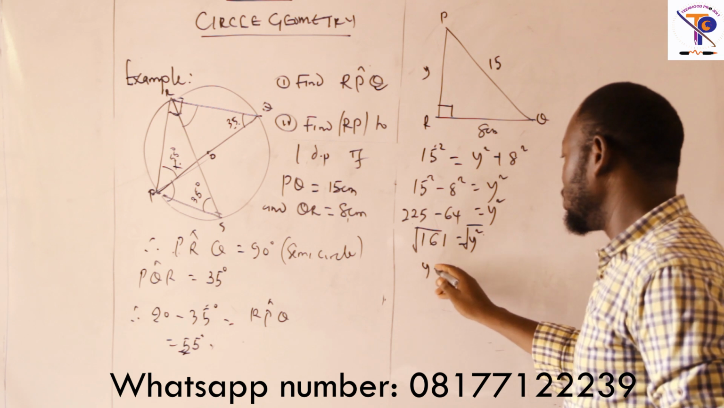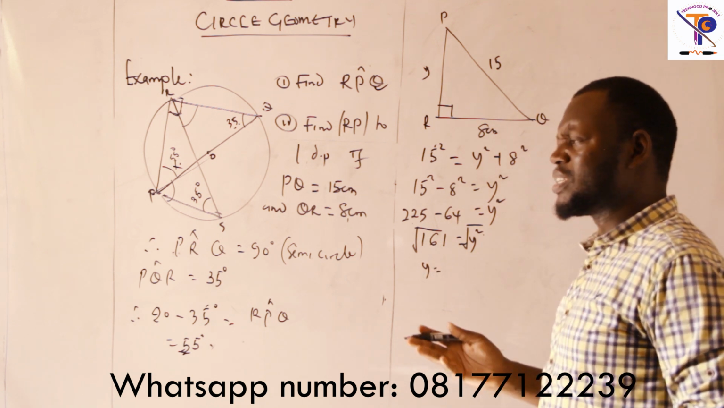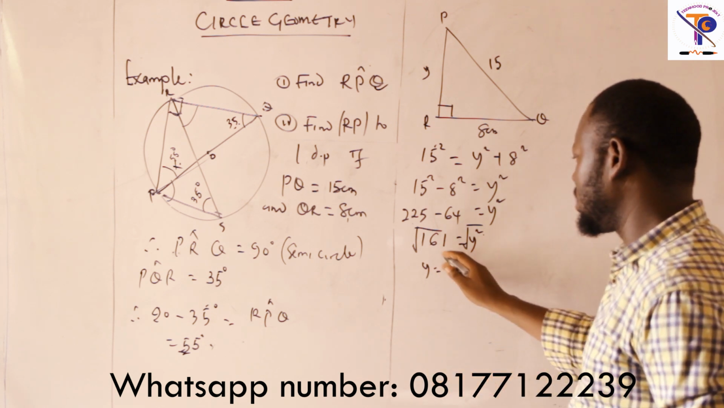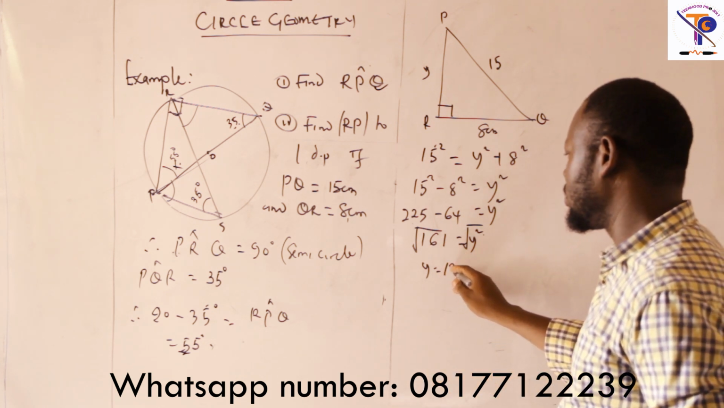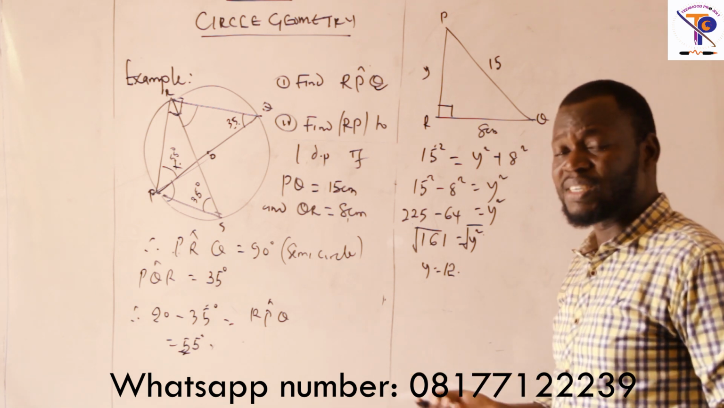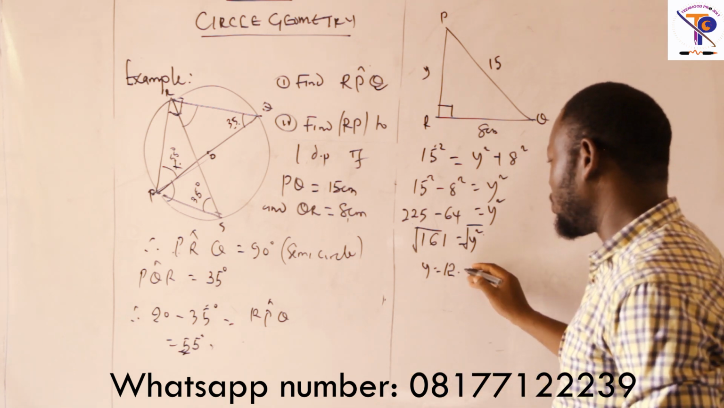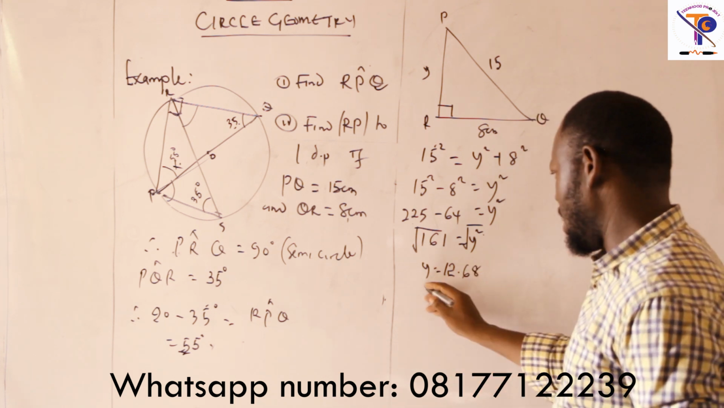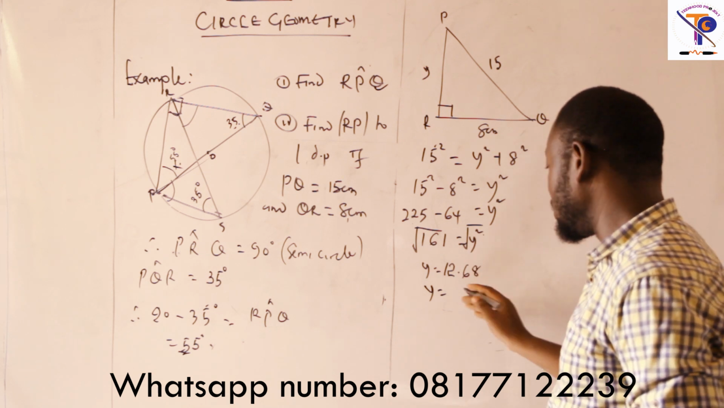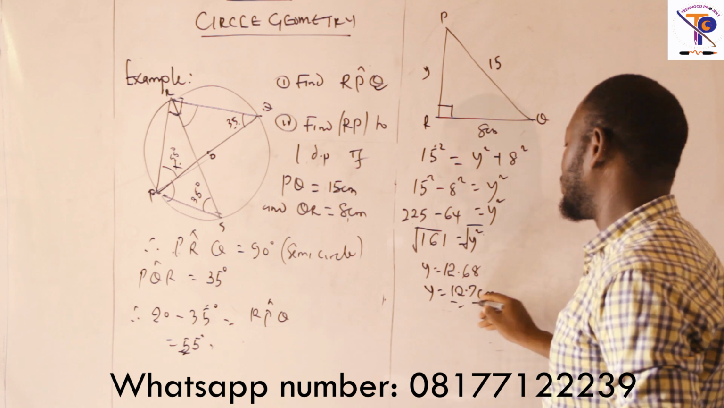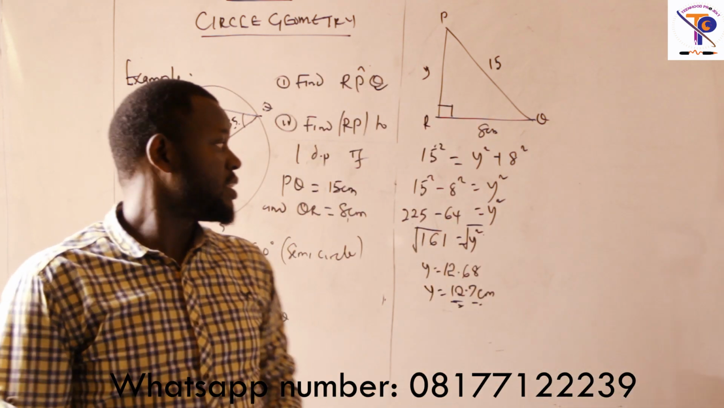So we have y to be the root of 161. 144 gives 12, so it's 12 point something. 161 is close to 169, so I can say 12.68 something. It should be around 12.6, 12.7 or so centimeters. That's all.